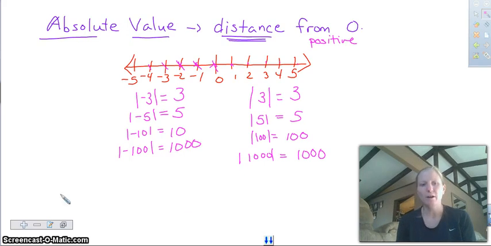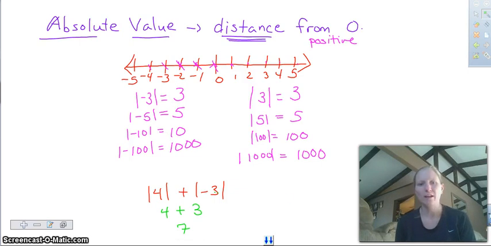Now, what if I put 2 absolute values together? The absolute value of 4 plus the absolute value of -3. So first you're going to take the absolute value. The absolute value of 4 is 4 plus the absolute value of -3 is 3. And 4 plus 3 is 7. That's my answer.